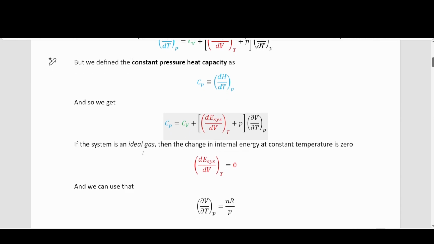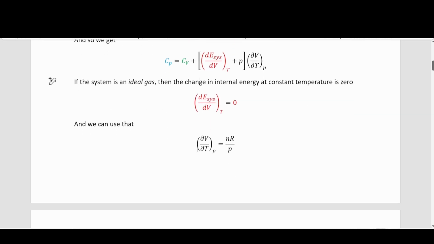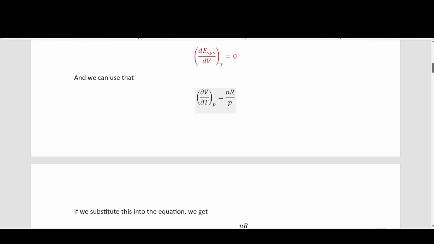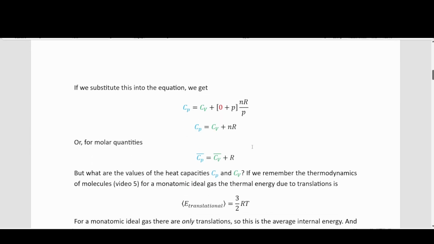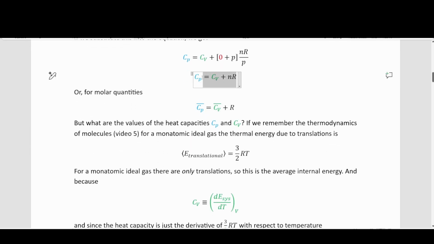And if the system is an ideal gas, then the change in internal energy at a constant temperature is 0. So this thing in red ends up becoming 0. And because it's an ideal gas, the change in volume with respect to the change in temperature at constant pressure is equal to nR over P. So we can substitute that in, and what we end up with is this right here. Or for molar quantities, we end up with this right here. And so it's only different by this factor of R right there.